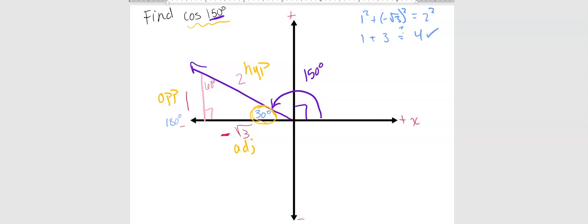Okay, let's remind ourselves of our lovely little acronym we've got. SOHCAHTOA. So, cosine, adjacent, and hypotenuse. Okay, cosine is adjacent over the hypotenuse. So my adjacent is that negative square root of 3, and my hypotenuse value is 2. So that becomes my cosine value.